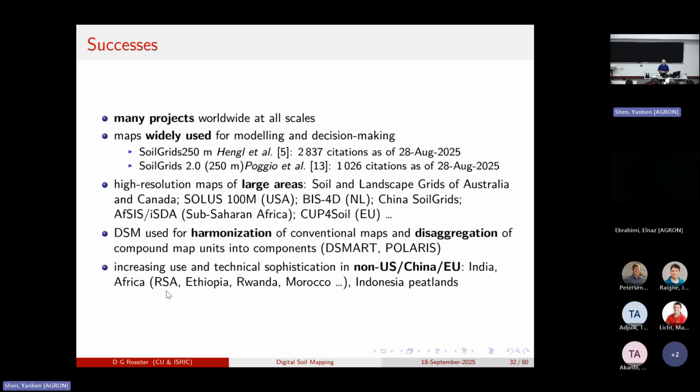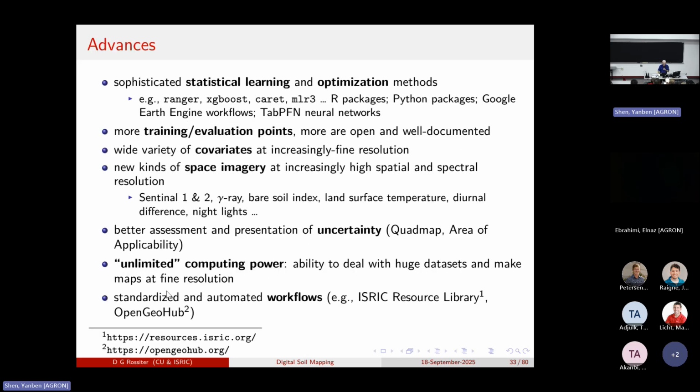And the last point is this is getting really used all over the world. It's getting more and more accessible, so that's good. So those are the successes: advances, sophisticated learning. There are many papers on these.